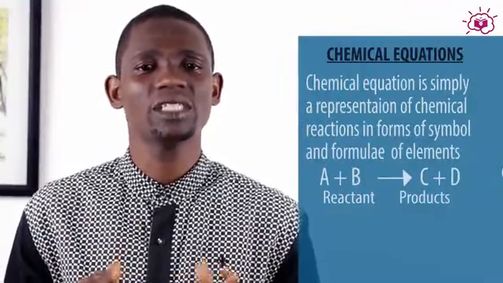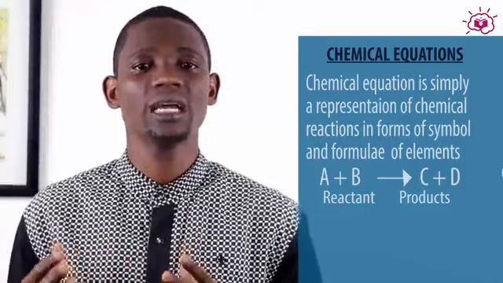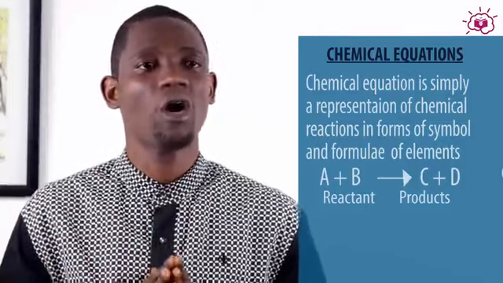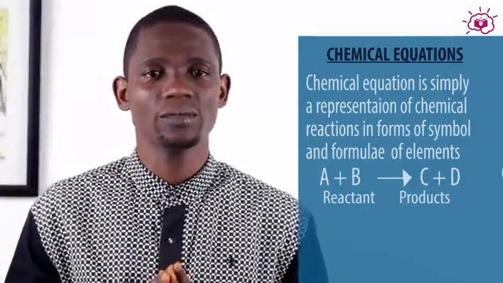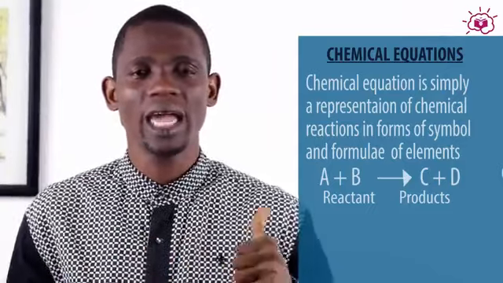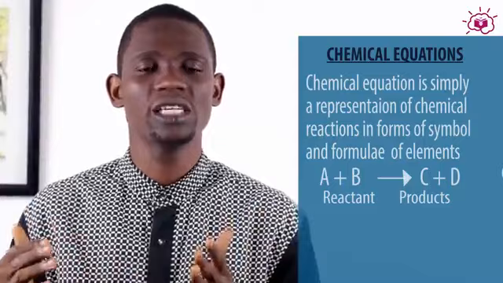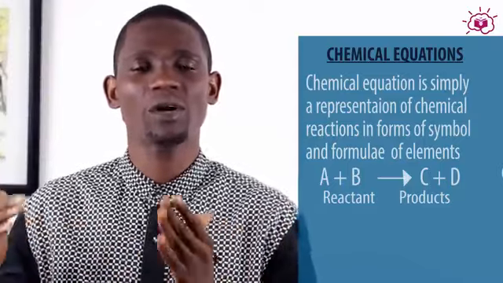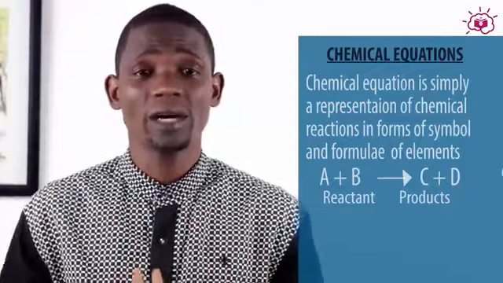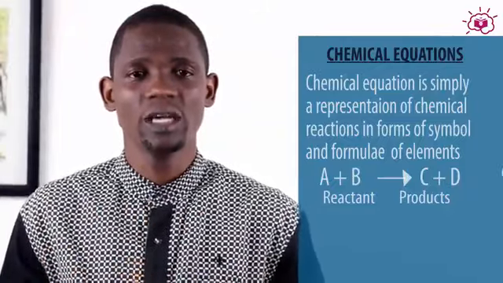Chemical equations. Chemical equation is simply a representation of the chemical reactions in terms of symbols and formula of the elements. For example, in chemical equation, reactant A plus reactant B to give us product C and D. This is how chemical equations are, or the format in which chemical equations take place. Look at this reaction. H2 plus O2 to give us H2O. This is the equation of reaction of water.